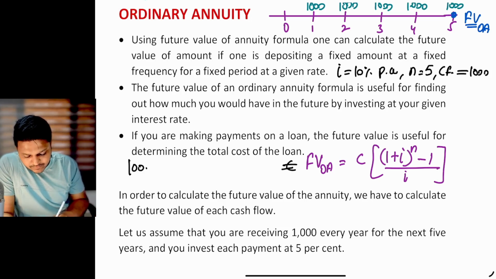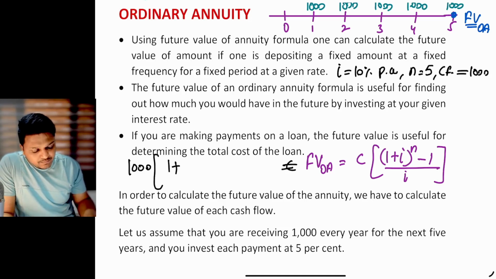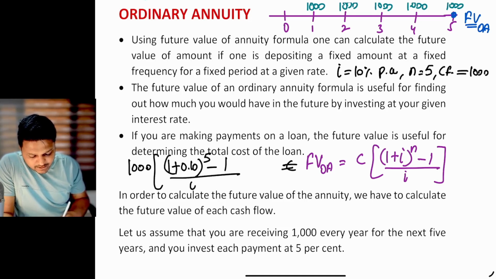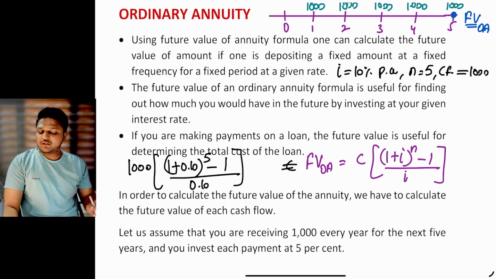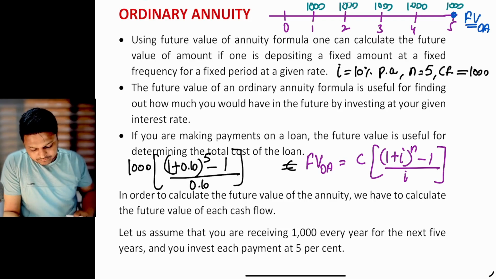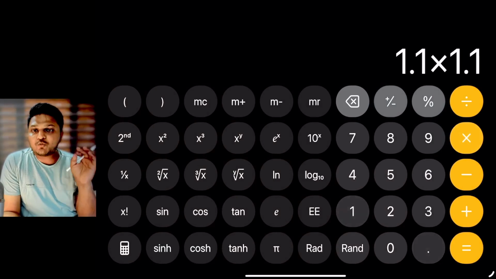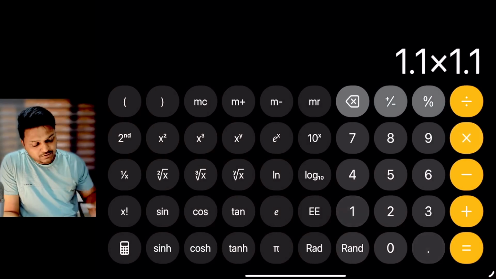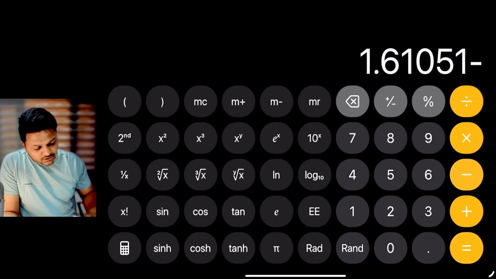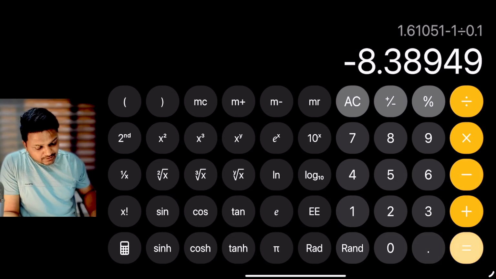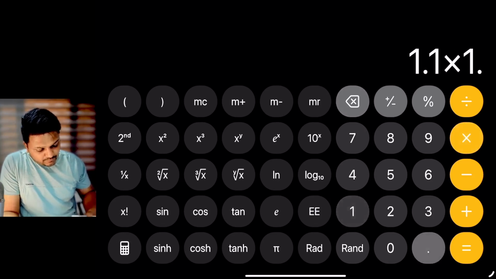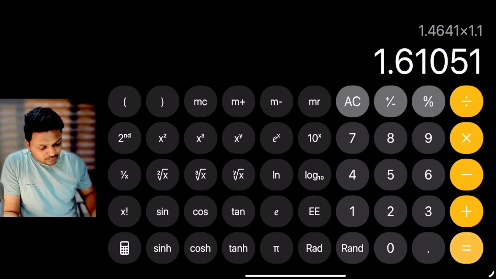So it is 1000 multiplied by 1 plus 0.10 raised to power 5 minus 1, divided by 0.10. That would be it. Just going to solve this particular thing. So it is 1.1 multiplied by 1.1 raised to power 5. So we are going to press the equal to sign 4 times, 1, 2, 3, 4.